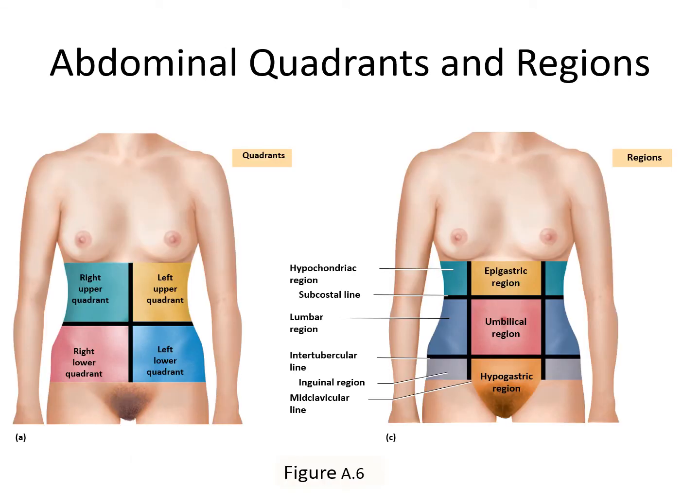These are your abdominal quadrants. So just take a look at these. If it's quadrants or regions, quadrants are just four: 1, 2, 3, 4. For example, if you have an appendix problem, they probably will feel on your right lower quadrant rather than your left upper quadrant, right?